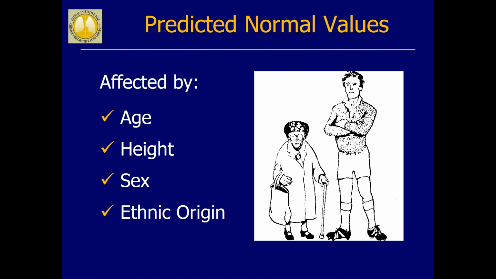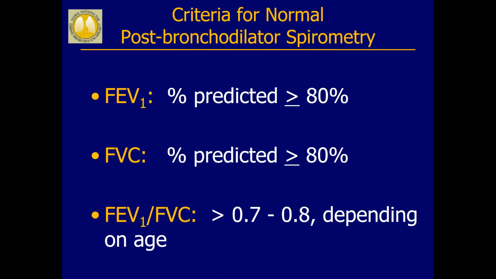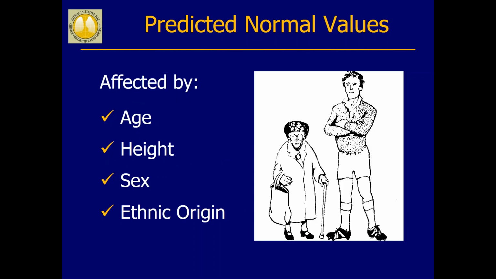I want everybody to realize, and I'm going to spend some time on this, that predicted normal values are affected by the age of the person, height, sex, and ethnic origin. So I'll go over this in a little more detail. If you go back to the prior slide and look at the picture, I wanted you to understand this, right?